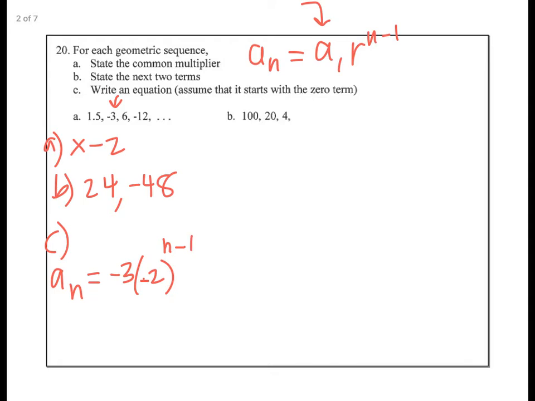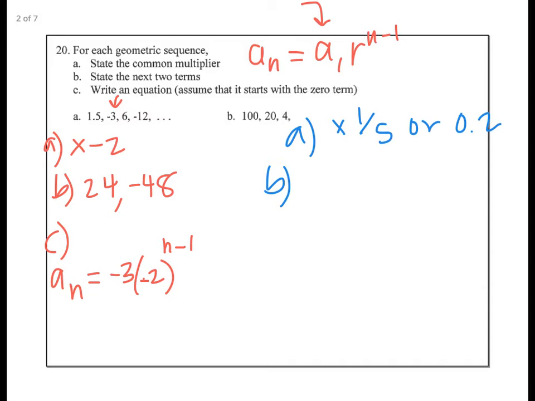Alright, let's look at B. I can see that my numbers are getting smaller, so I have to be multiplying by a fraction or a decimal. I know to get from 100 to 20, I can multiply it by 1/5. Or if you like a decimal, you can do 0.2. If I were to keep going, I'm going to keep mine going as fractions. I prefer working with that.